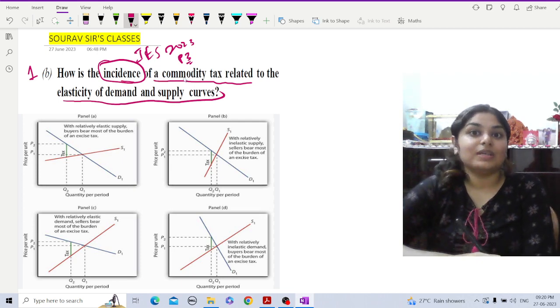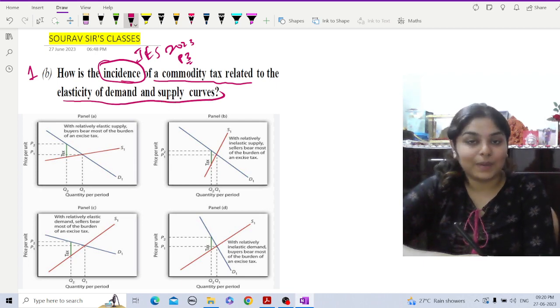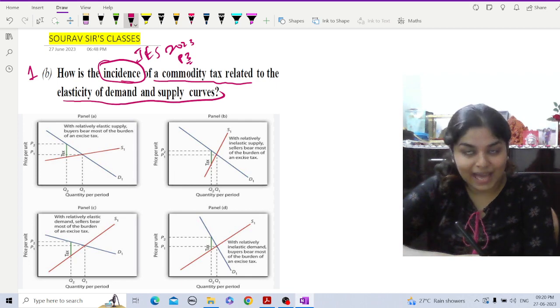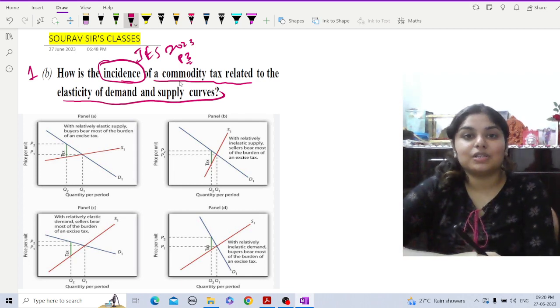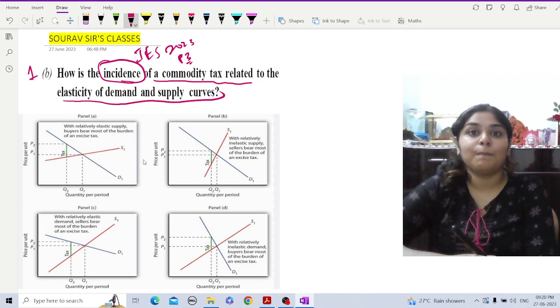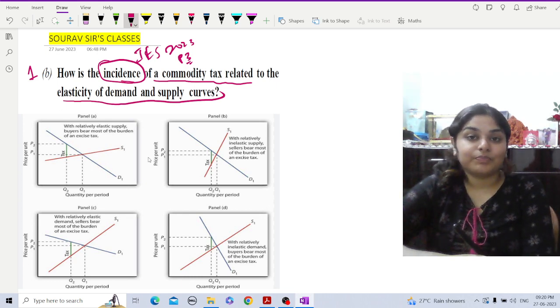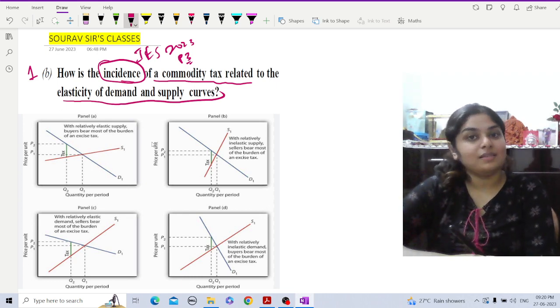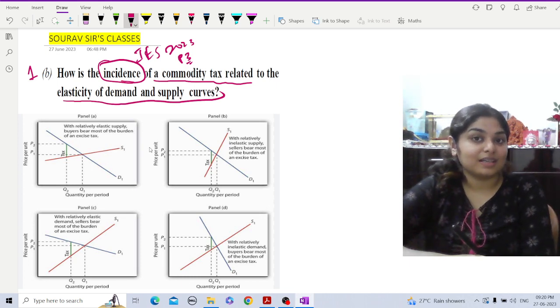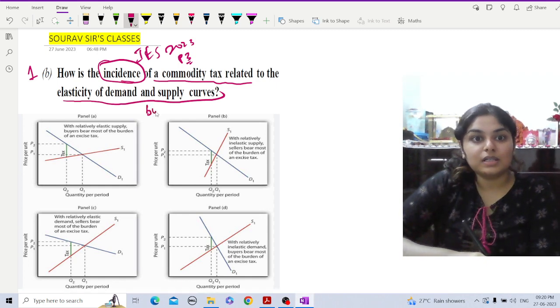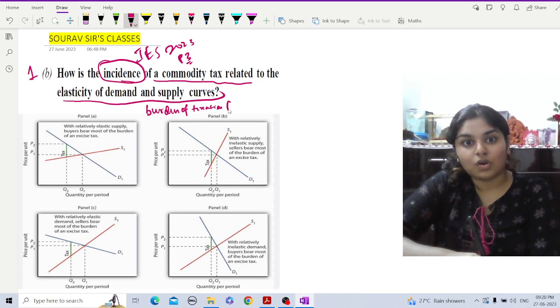If inelasticity is greater for one party, that party will bear the burden of taxation more than the other. Means if demand is inelastic, then the buyers will have to bear the burden of taxation rather than sellers. If sellers are inelastic, then the sellers will have to bear the burden of taxation. So the burden of taxation falls on inelasticity.